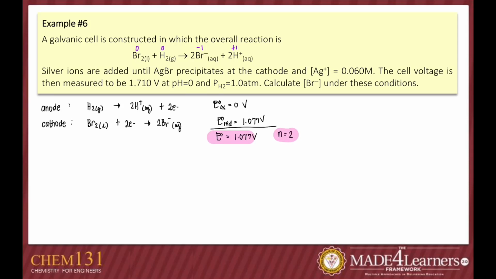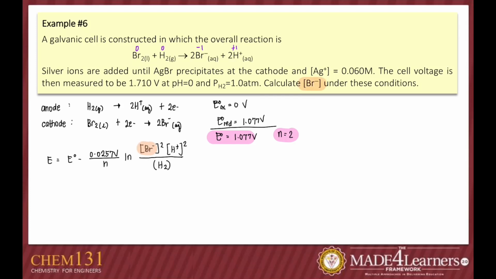And then for the Nernst equation, E is equal to the standard cell voltage minus 0.0257 volts divided by n, and then ln of Q. Okay, so what is Q? We are now going to include the concentration of the bromide ions raised to the power of 2, concentration of the hydrogen ions raised to the power of 2, divided by the pressure of the hydrogen gas. Okay, so let's look for this in this problem. We are looking for the concentration of the bromide ion.